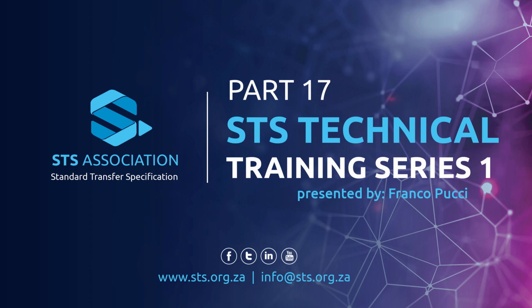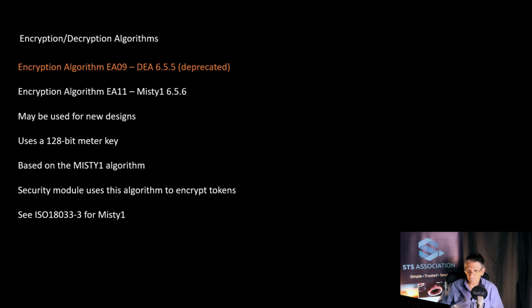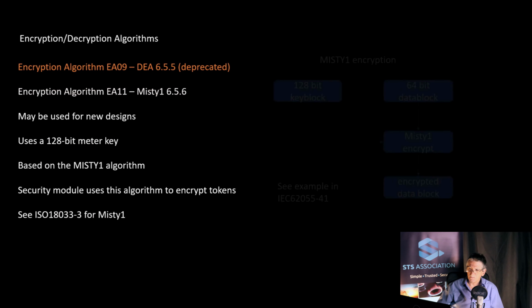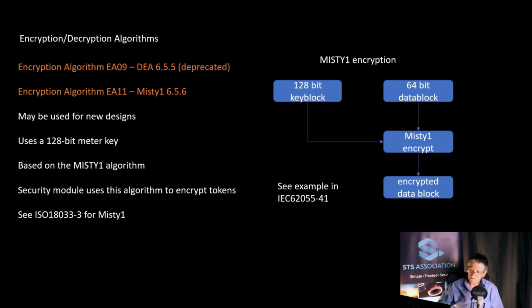The encryption algorithm EA09, which you can find in 6.5.5, is deprecated. Encryption algorithm EA11, which is the MISTY algorithm, uses a 128-bit key block and a 64-bit data block. The MISTY1 encryption algorithm results in an encrypted data block. There is also an example of this in 62055-41. This may be used for new designs.